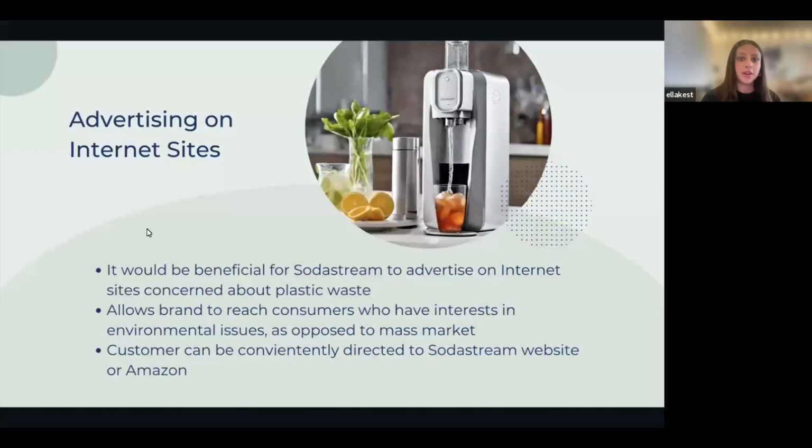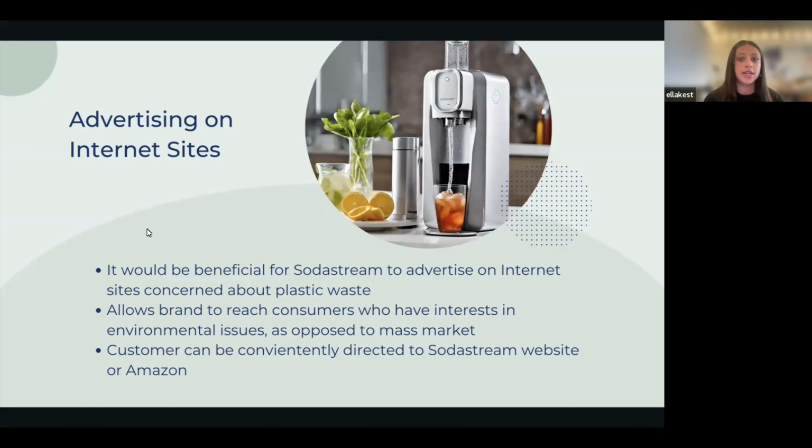It would be extremely beneficial for SodaStream to advertise on internet sites that are concerned about plastic waste. Reaching your target audience is a major part of successful advertising. If SodaStream decided to advertise on internet sites concerned about plastic waste, it would reach people who align with its brand. A big part of why SodaStream was created was to focus on reducing plastic waste and the overall concept of environmental sustainability.